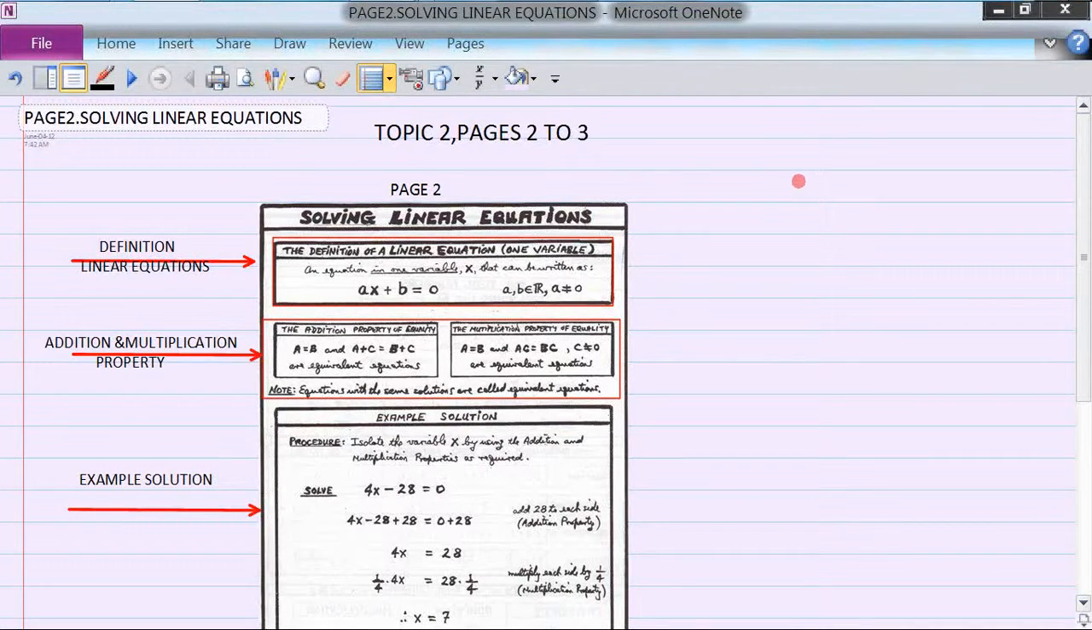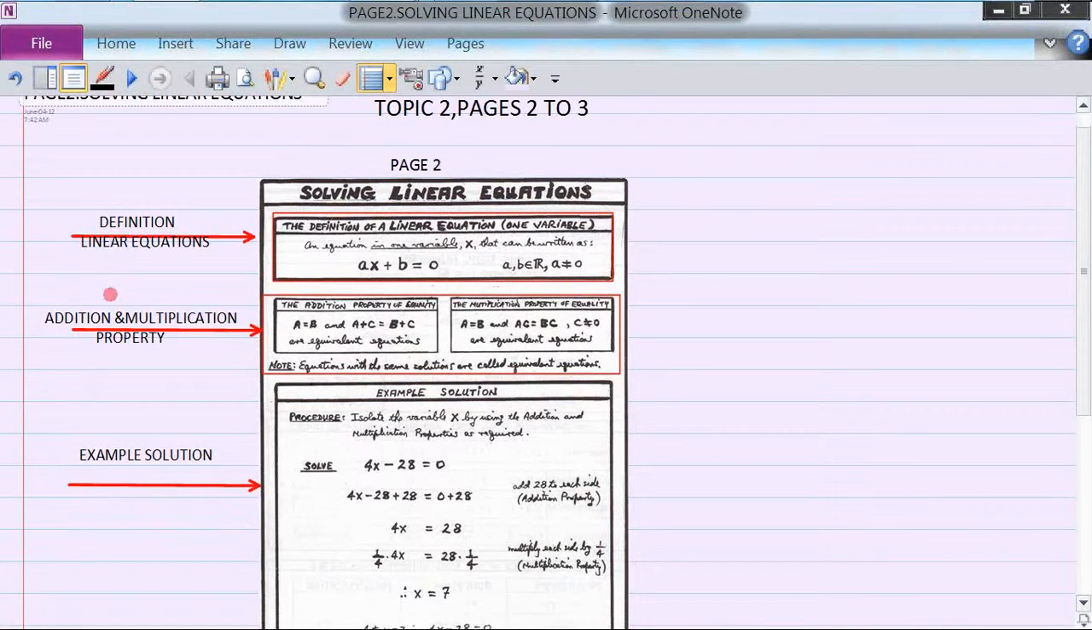We're on topic 2, and we're going to cover pages 2 to 3. We're going to start off with page 2. Here's page 2, and what we're going to do is go over the definition of a linear equation. We're going to do the addition and multiplication property as applies to linear equations. So here's the addition property, here's the multiplication property, and finally we're going to solve a simple equation. So that's our objective here on pages 2 and 3.